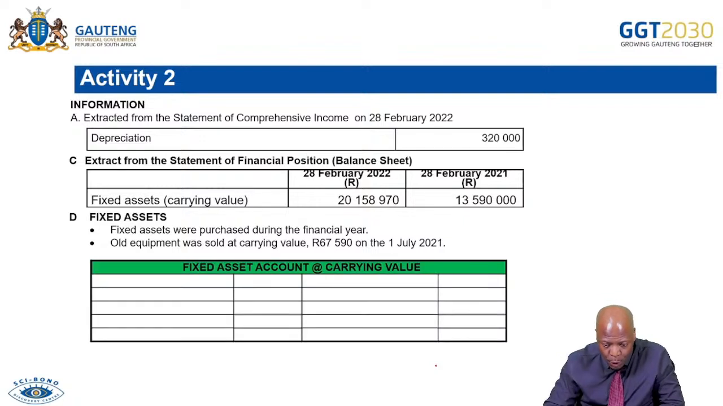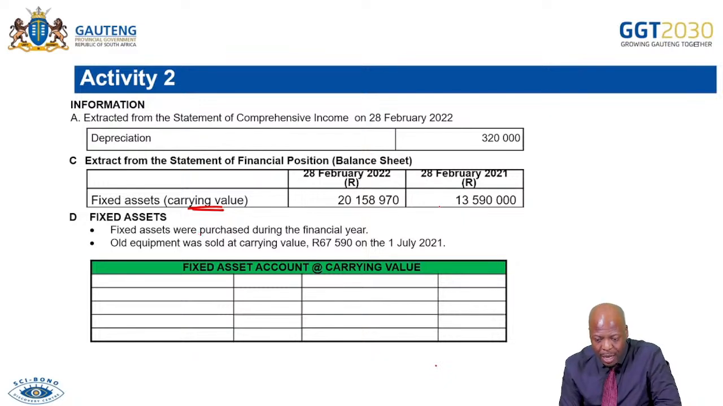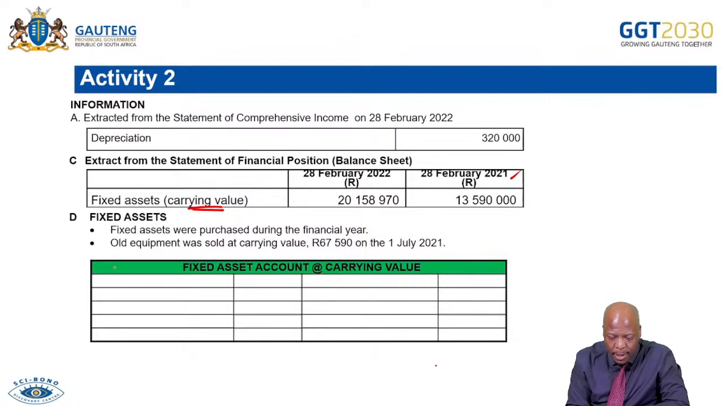Okay, so in this one, I'm going to open a T account, a fixed asset account at carrying value. Very important that these amounts here are given at carrying value. So you now see that we're given the balance at the beginning, 2021. So I'm coming here. This is an asset account, so it will increase on the debit side and it will decrease on the credit side.